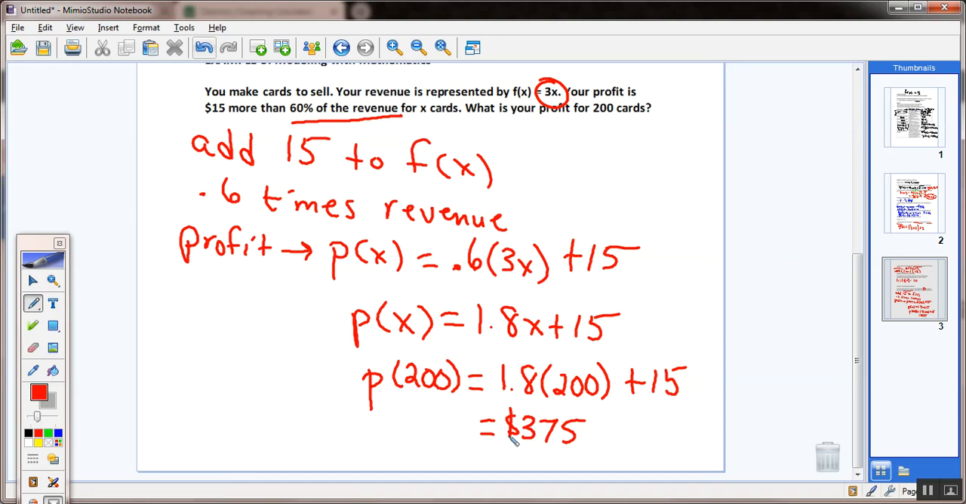Where did the 1.8 come from? 0.6 times 3, because 60% was the percent of my revenue, and the revenue was defined by the function 3x. So 0.6 times the 3x is 60% of my revenue, depending on how many cards you sell, plus the $15 more than that value. That's the plus 15 on the end. So that function would model that. Again, tough stuff here.